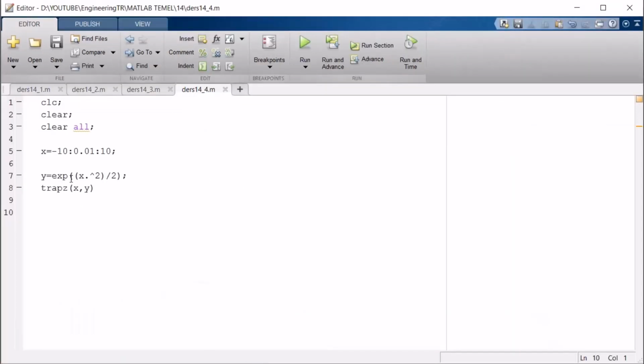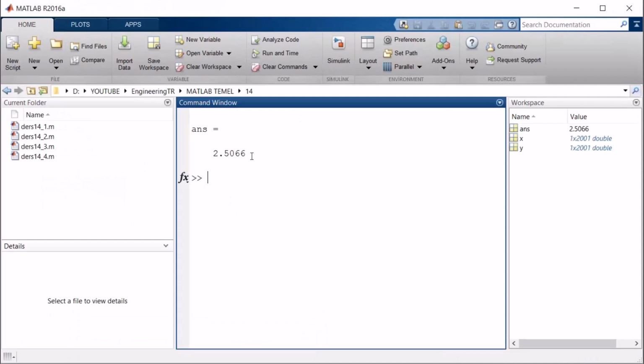Let's take a look why it came like this. Of course it came like this because we forgot to write minus x squared. Otherwise the number went towards infinity. Let's run it again. As you can see, we again found the answer root 2 multiplied by pi, which is our error function result. Let's remember what root 2 multiplied by pi was. As you can see, we found the same result.